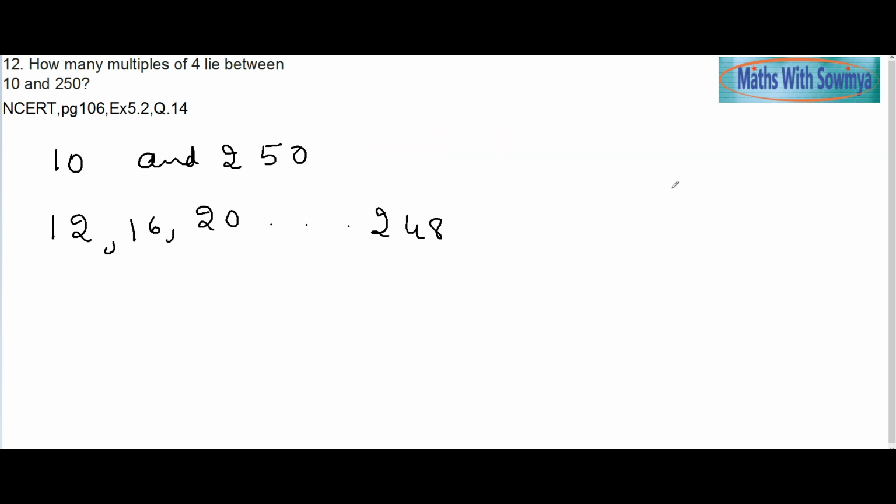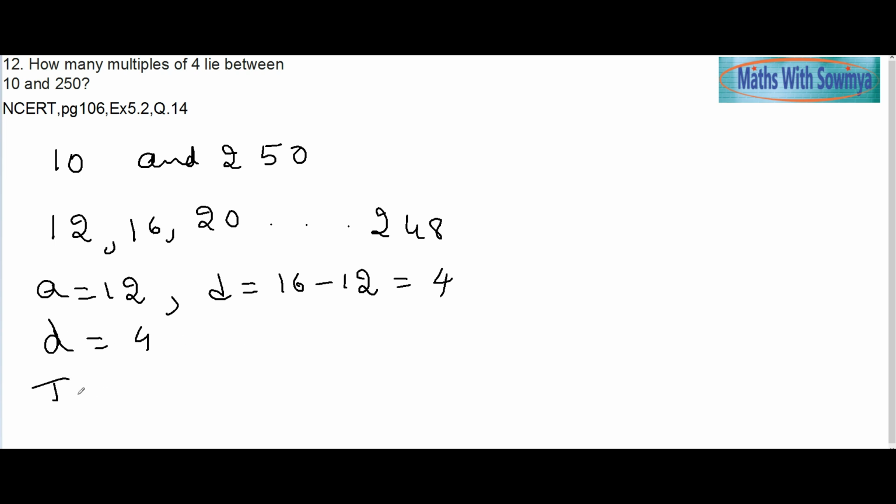Just to check the last term, you divide and see what remainder you want. 250, 10 is the remainder. If you get 8, that is possible. So just subtract. A is 12. What is D? D is 16 minus 12, which is 4. So D is 4, and Tn, the last term, is 248. Once again, we have to find N.